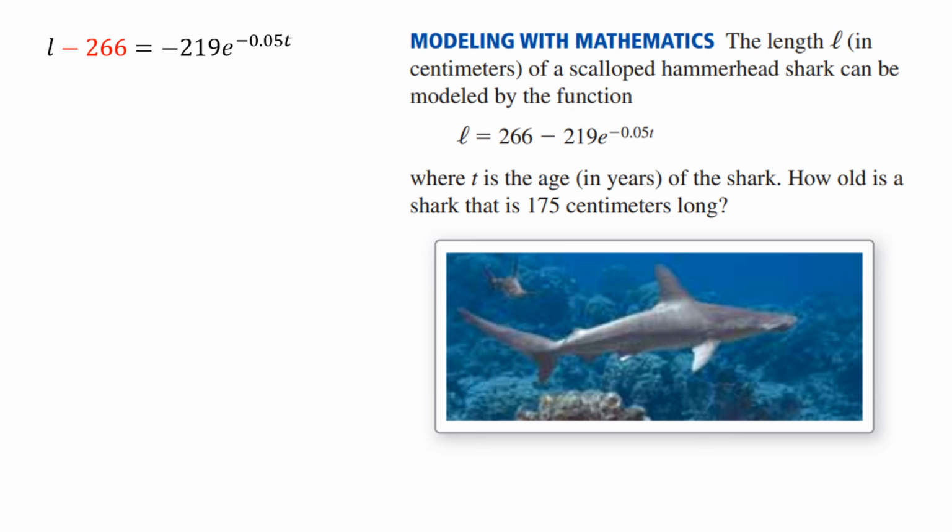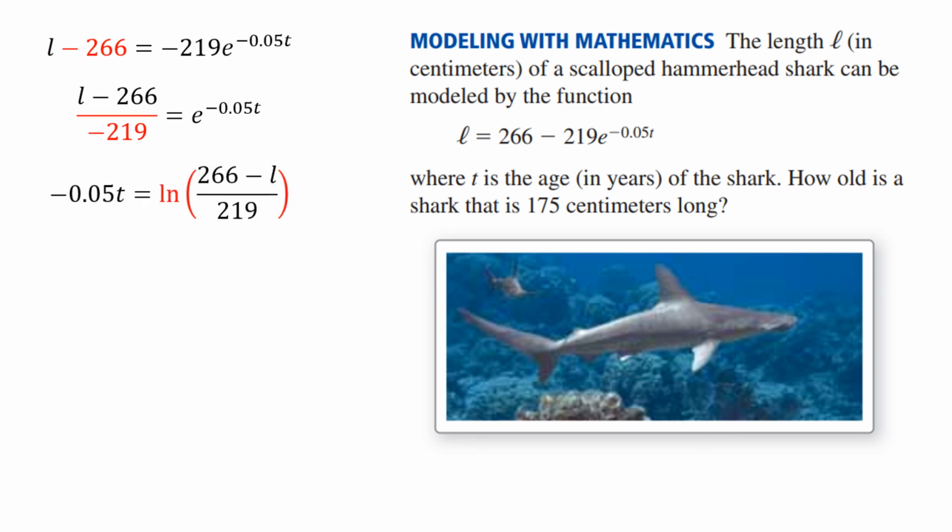So we can subtract the 266, we can divide by negative 219, and at this point we have that quotient on the left equals e to some power, so convert over to log form. Now the only thing left in order to isolate t is to divide by negative 5/100, or the reciprocal of that is to multiply by negative 20 equals that log expression. And now we have it so that t is isolated.